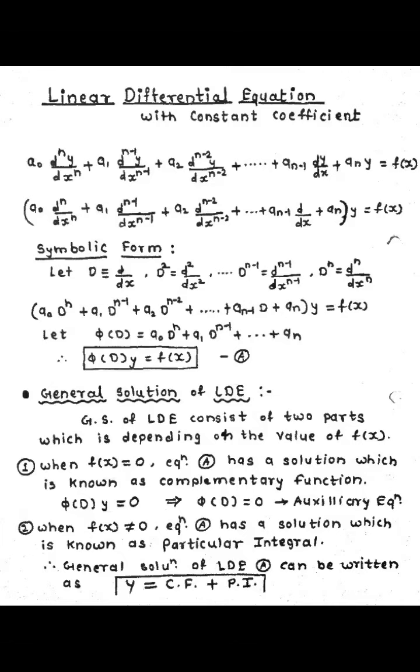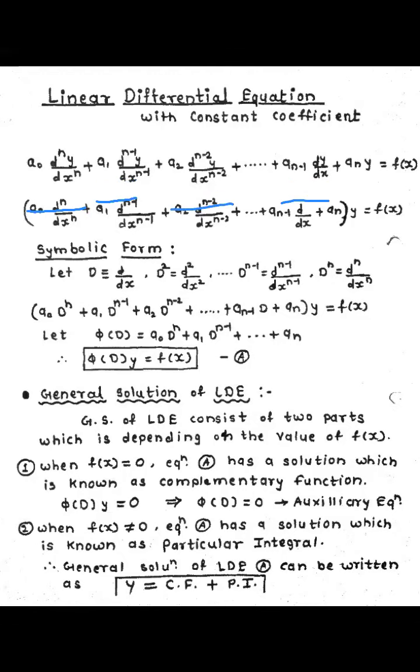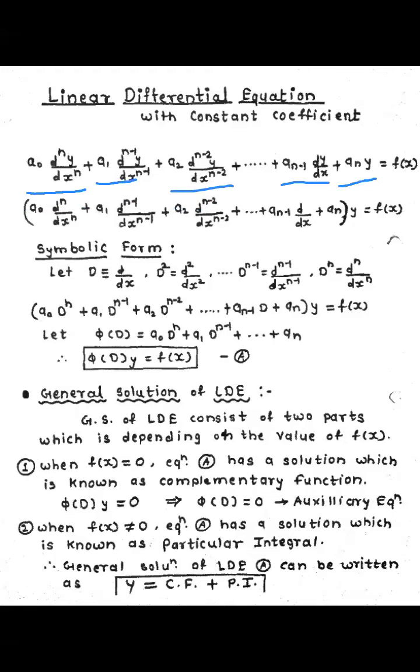It can be written as a0 d raised to n y upon dx raised to n plus a1 d raised to n minus 1 y upon dx raised to n minus 1 plus a2 d raised to n minus 2 y upon dx raised to n minus 2 plus and so on, plus a(n minus 1) dy by dx plus an y is equal to f of x.